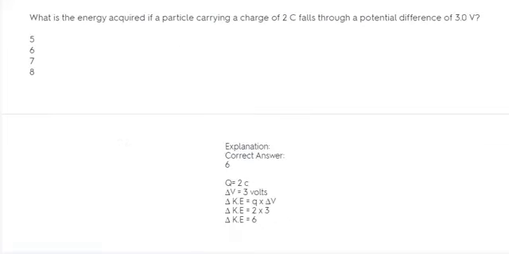What is the energy acquired if a particle carrying a charge of 2C falls through a potential difference of 3.0 V? 5, 6, 7, 8. Explanation. Correct answer: 6. Q equals 2C, V equals 3 volts. KE equals Q times V. KE equals 2 times 3. KE equals 6.